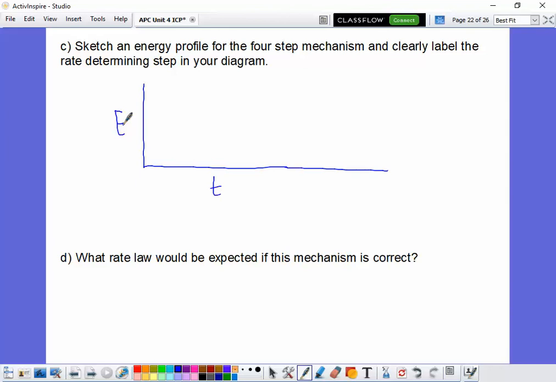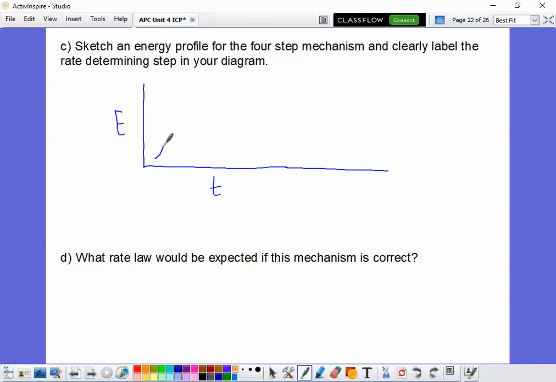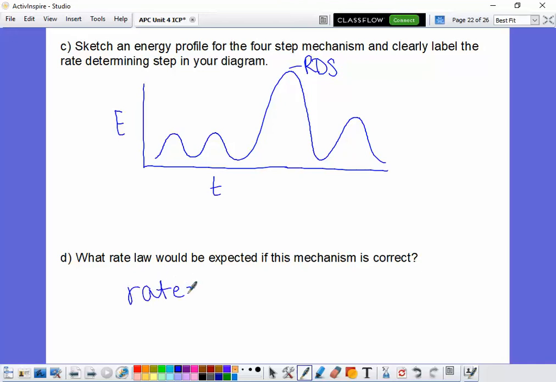Does it matter the relative heights of the other peaks? Nope. Did you notice that the first 2 steps in my mechanism were the same? So probably my first 2 peaks are going to be the same height. Most likely. Okay? So like 1, 2, and then woo, really obvious. And then maybe this one was like kind of halfway. Okay, or whatever. Okay? But really obvious that that's my rate determining step. And what's my rate law? Cool?